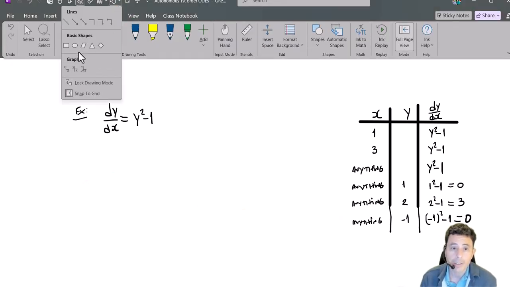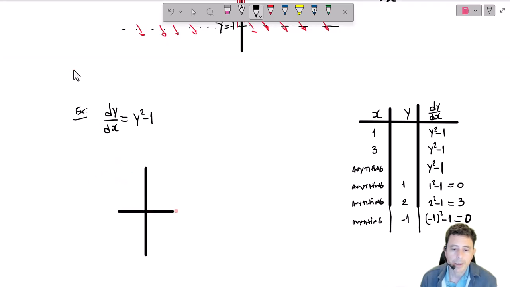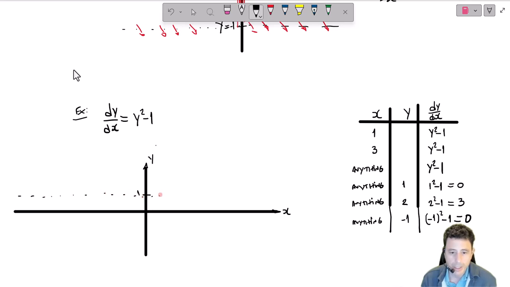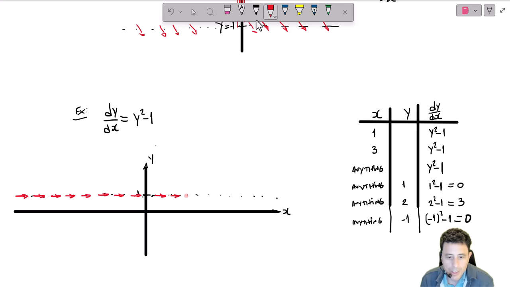Let's look at the graph and see what happens. Here, let's draw y equals 1. So along this line, if y equals 1, the derivatives are 0. So I can draw the arrows like this. Again, the arrows represent the slopes at those points.